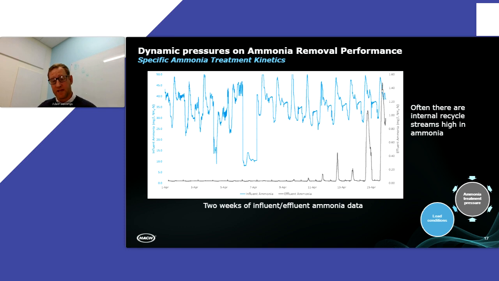So internal side streams, they can be sneaky. Sometimes our side streams, when we're doing solids removal, when we're doing anaerobic digestion, aerobic digestion, and we're dewatering on site, some of that cleaner water that's coming back to the plant can have high loads of ammonia. So all these things play a role in the dynamic load condition that we have at a treatment plant. But what do we usually do?